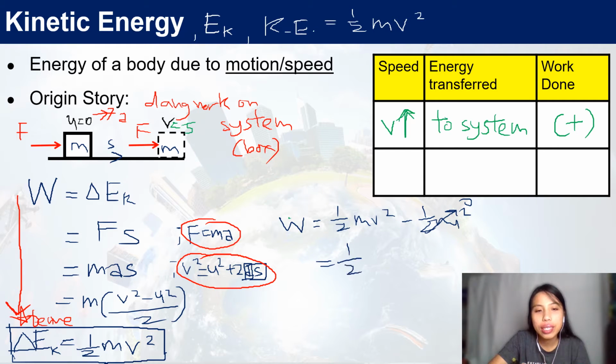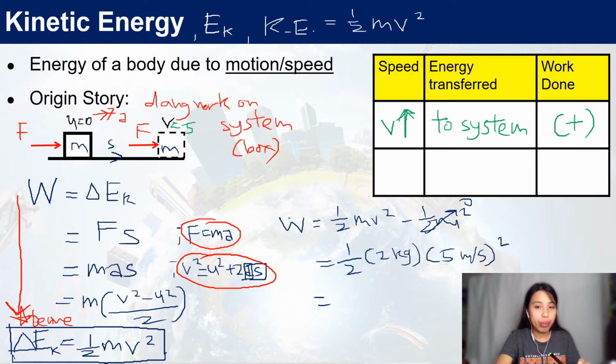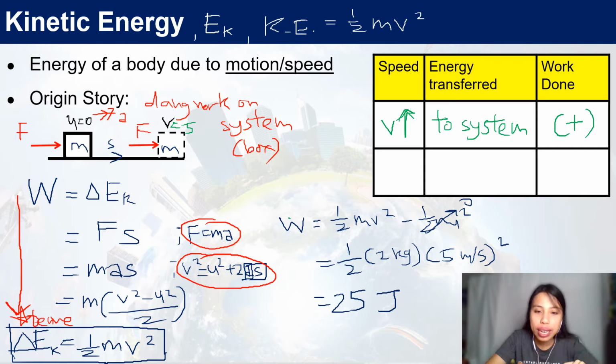Let's say this box is 2 kg, increasing to 5 meters per second. So what would that be? That'll be 1 over 2 times 2 times 5 squared, which is 25 joules. And if you want to make sure you know the signs, it's positive 25 joules. So work done is positive. It makes it go faster.